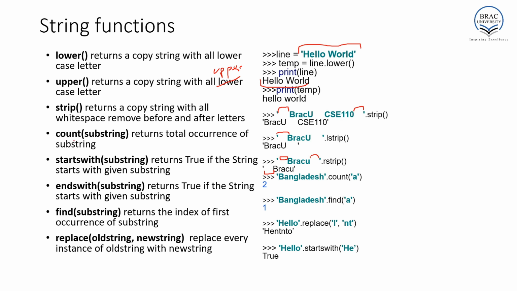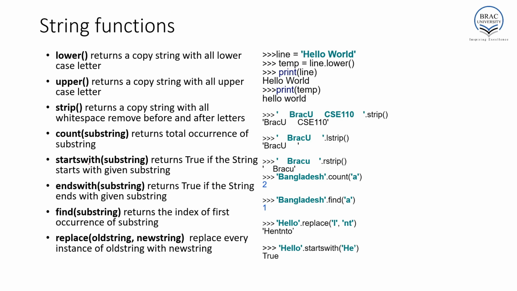In this count function, a substring needs to be given as an argument, and this returns the total occurrence of the substring. So in the string Bangladesh, if I invoke the count function and in the argument I give the character A, I will get the total occurrences of character A in the whole string of Bangladesh. As you can see, I have two A's here. This is the first A and this is the second A. Since there are two A's in this whole Bangladesh string, I'm getting a return value of 2.